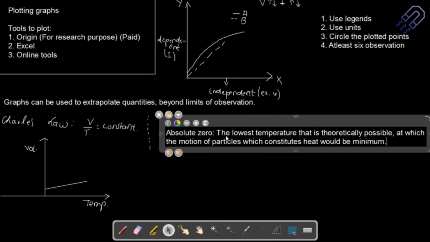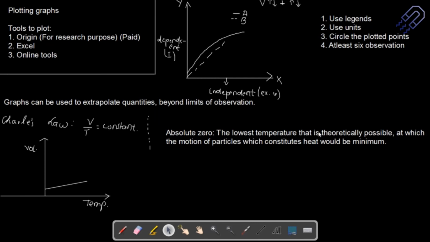So technically we can say that the molecule is not vibrating. Even if you go to a temperature of, let's say, minus 5 degree, minus 10, minus 20, minus 30, the particles or molecules inside the system still have some kind of motion. So the definition of absolute zero is the lowest value that is theoretically possible at which the motion of the particle which constitutes the heat would be minimum. Now, a vibrating particle is not going to occupy any space or volume; it's just going to be at one particular point.